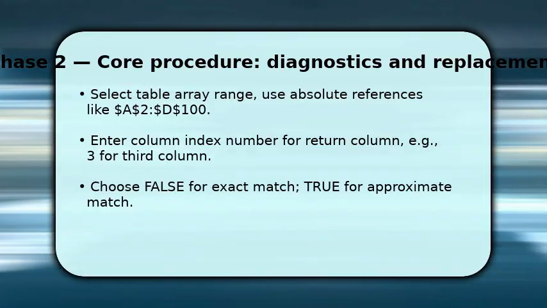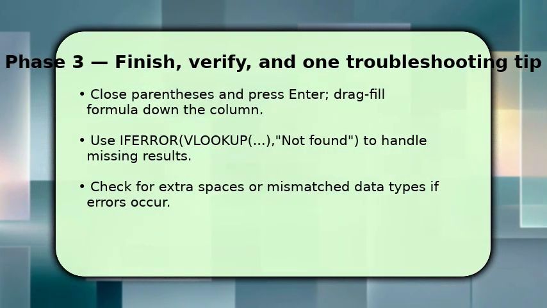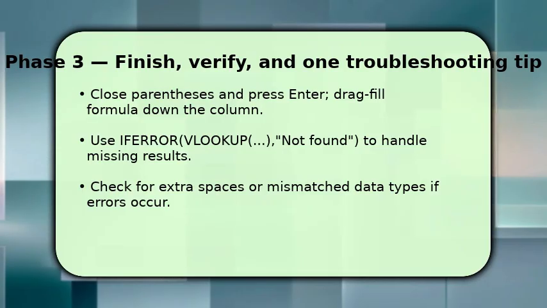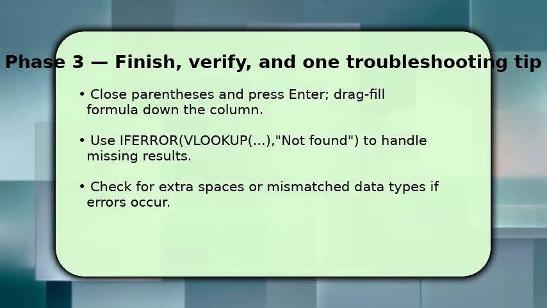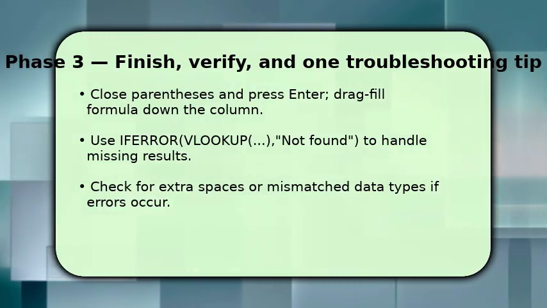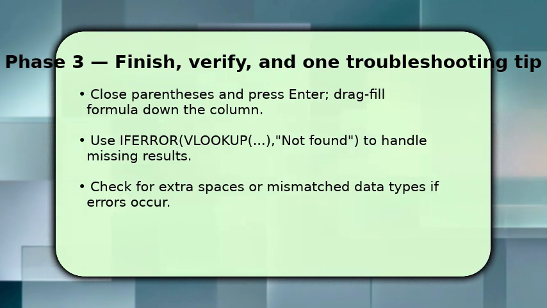Choose false for an exact match, or true for an approximate match. Finish by closing the parentheses and pressing enter. Your VLOOKUP will return a value if it finds one. Make sure to copy the formula down using the fill handle so each row looks up its own key.